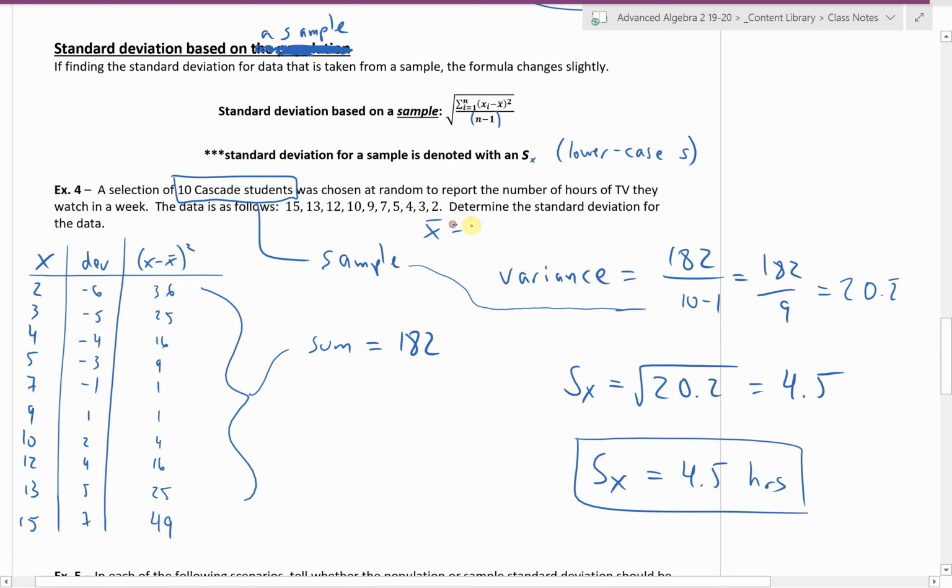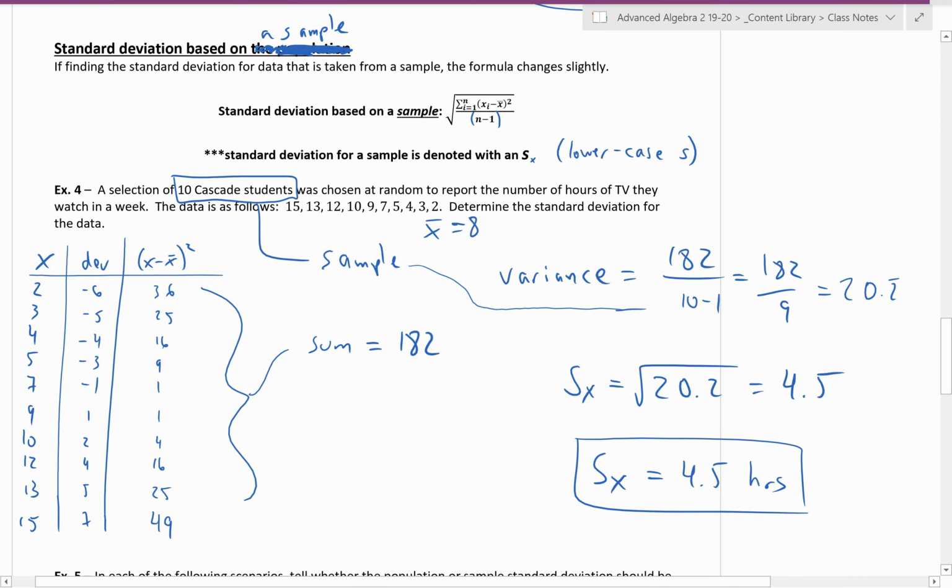We saw earlier that the typical student watches about 8 hours of TV per week. But we also see now that the typical student is about 4.5 hours away from the average. So we could say the typical student at Cascade, or at least in the sample, has an average number of hours per week that is about 4.5 hours away from the mean. In fact, nobody in the group watched 8 hours, so everybody was some distance away from the mean, and typically they were about 4.5 hours away from the mean.